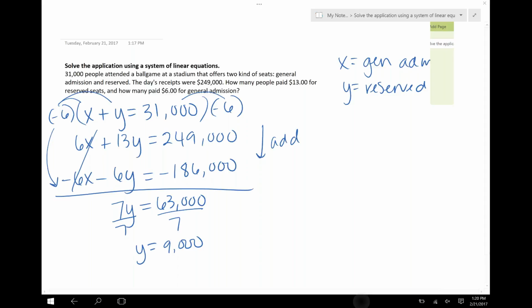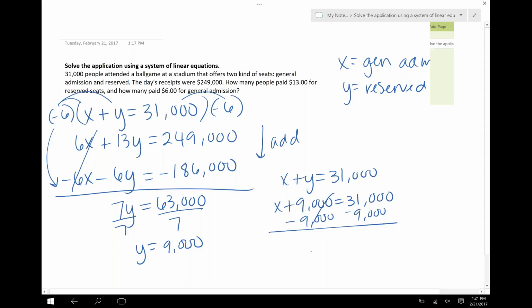And then now to get x, remember I said that x plus y equals 31,000. So if I plug in my 9,000 for y, then I will be able to solve my x variable. So x equals 31,000 minus 9,000, which is 22,000. So we had 22,000 people paid $6 for general admission, and then 9,000 people paid $13 for reserved seats.